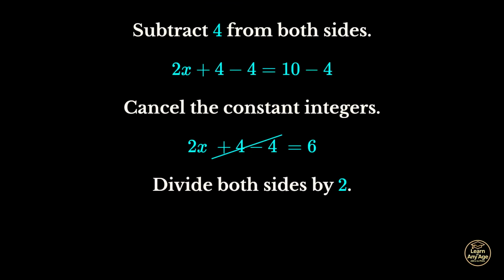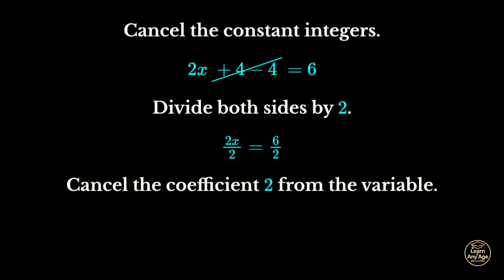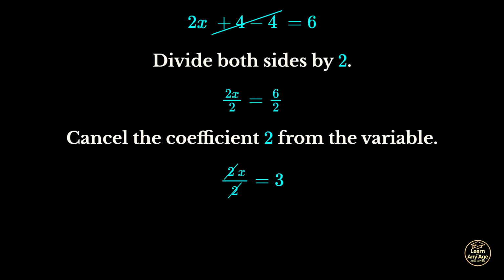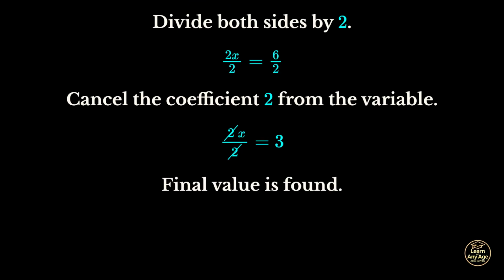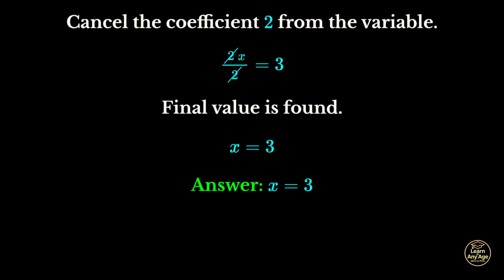Divide both sides by 2. 2x over 2 equals 6 over 2. Cancel the coefficient 2 from the variable. 2 cancelled out, x over 2 cancelled out, equals 3. Final value is found. X equals 3. Answer: x equals 3.